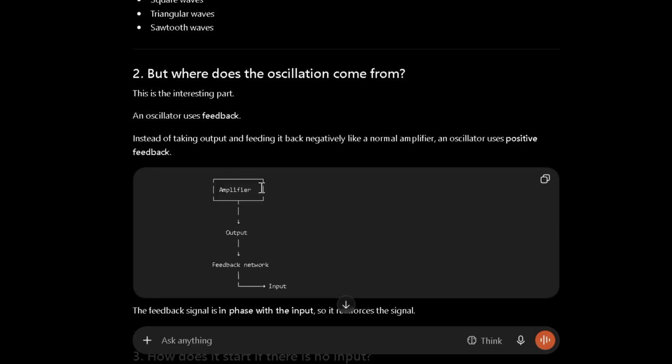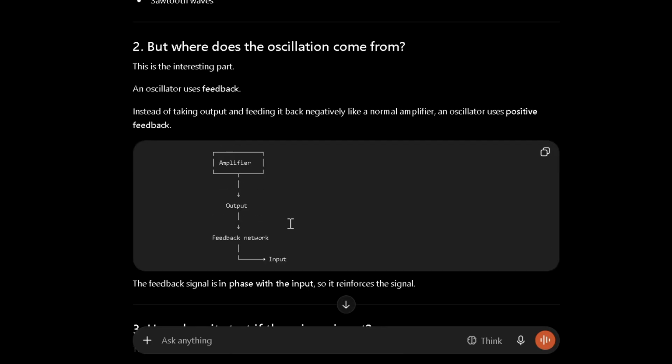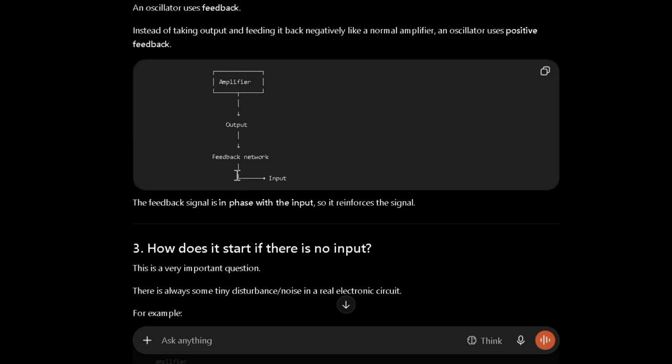But where does the oscillation come from? That's the interesting part. We said the oscillator uses feedback: the output goes to the feedback network and then to the input. Instead of taking the output and feeding it back negatively like a normal amplifier, an oscillator uses positive feedback. The feedback signal is in phase with the input, so it reinforces the signal.